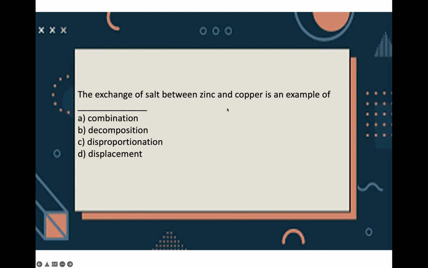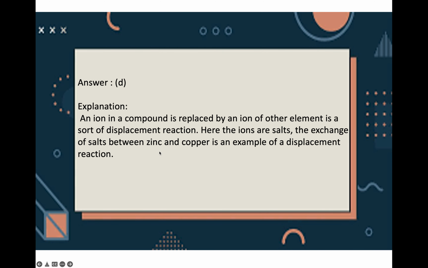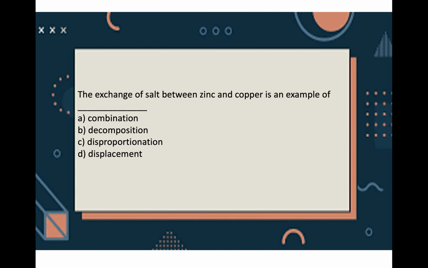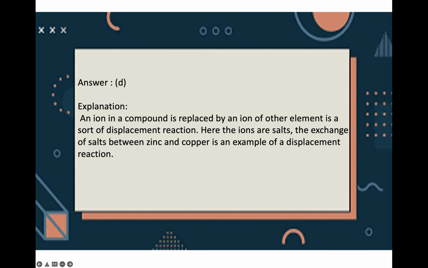Now the exchange of salt between zinc and copper is an example of combination, decomposition, disproportionation or displacement. Answer is option D, displacement reaction, because if an ion in a compound is replaced by an ion of another element, it is a sort of displacement reaction. But here the ions are salts. The exchange of salts between zinc and copper is an example of displacement reaction.